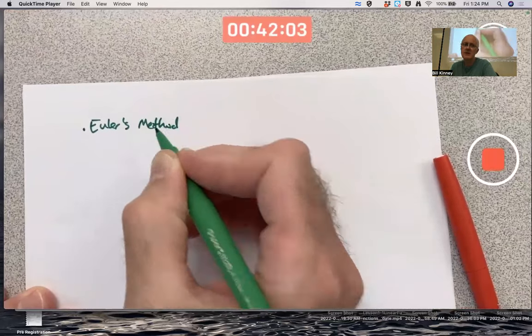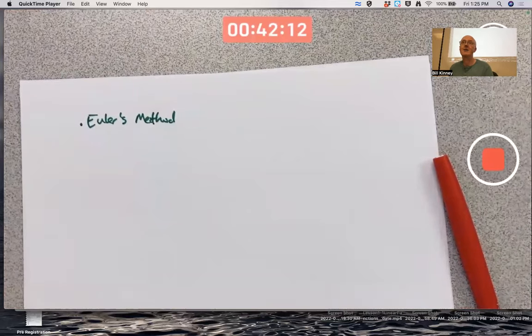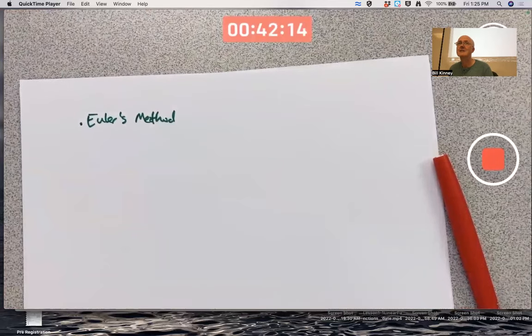It's a numerical approximation method, approximating solutions to differential equations. It involves a difference equation. I'm not going to write it down because we've got to get to some linear algebra here too, and we only have 15 minutes left.